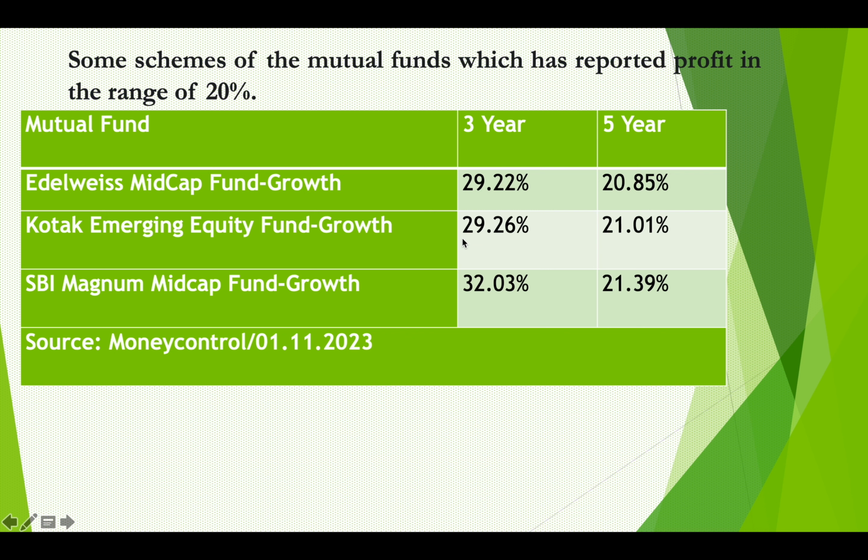Next, Kotak Emerging Equity Fund Growth, 29.26%. Last one, SBI Magnum Mid-Cap Fund Growth Scheme, 32.03%. These profit data were taken from moneycontrol.com.